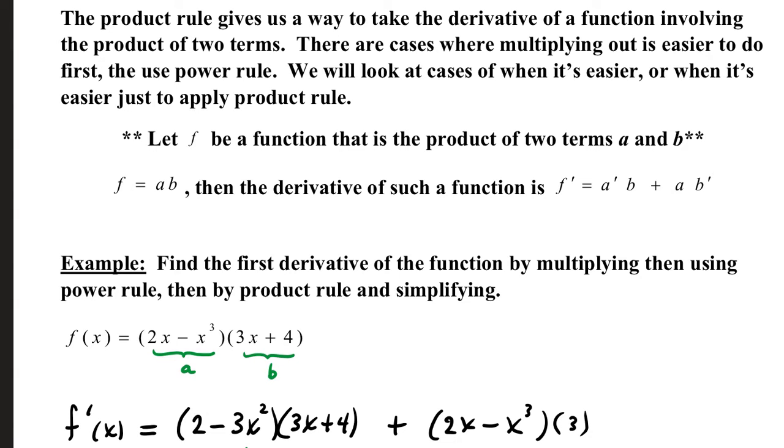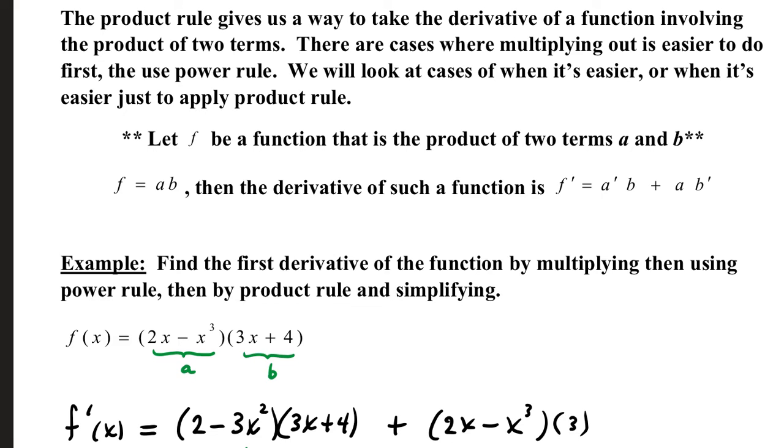Let's let f be a function that's the product of two terms, A and B. A and B are going to represent different algebraic terms. If it's a product of two terms, then using product rule, our function's derivative will be the derivative of the first term times the second, plus the first term times the derivative of the second term.